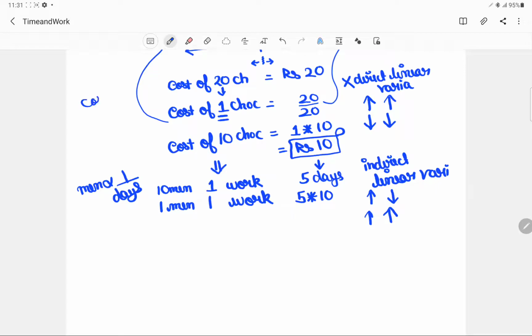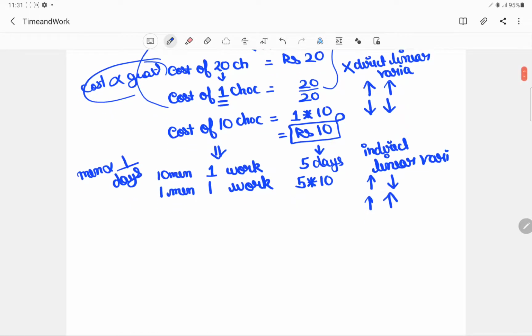Here the cost is directly proportion to quantity of chocolates. So you can clearly observe that, but we will never use this concept. We'll be using simply our intuitions. So 5 men. So we have a complete unit over here. Now 5 men will do one work in, of course we know that now they will be taking lesser number of days. So divide by 5 and that is nothing but 10 days.